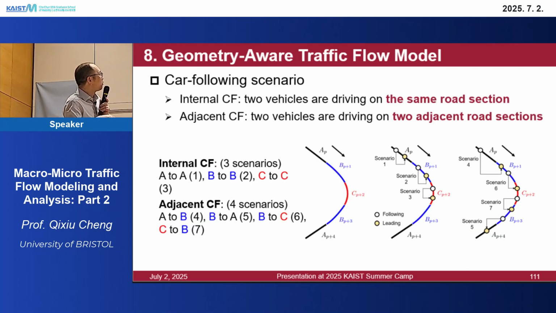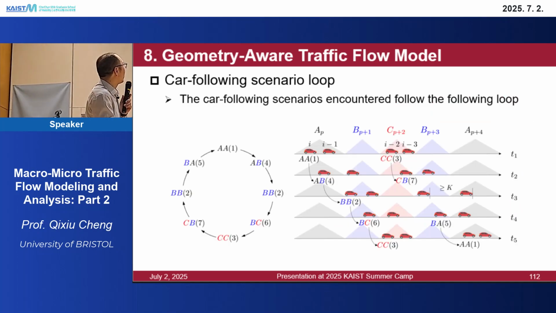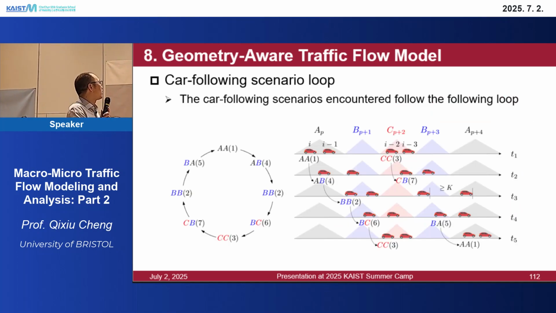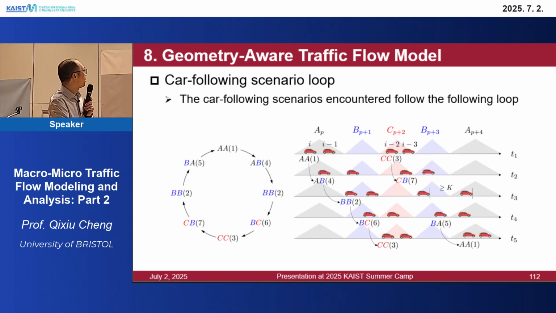Okay, then we have different car following scenarios: internal car following, so A to A, B to B, C to C, and adjacent car following, A to B, B to A, B to C, C to B. Then we have this scenario loop connecting the different cases.